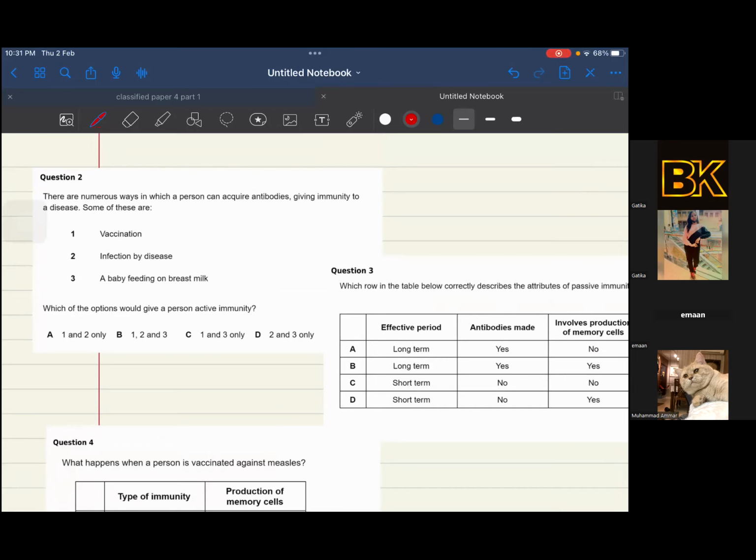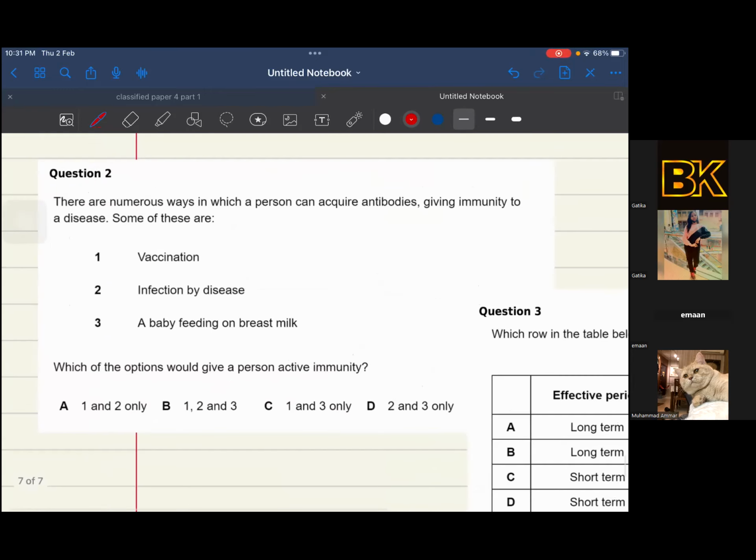Okay. Here, the first question says there are numerous ways in which a person can acquire antibodies giving immunity to a disease. Some of these are vaccination, infection, baby feeding on breast milk. Which of the options would give the person active immunity? Iman, what did you write for this? I did C. Okay.